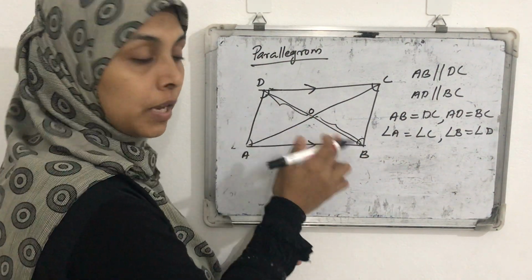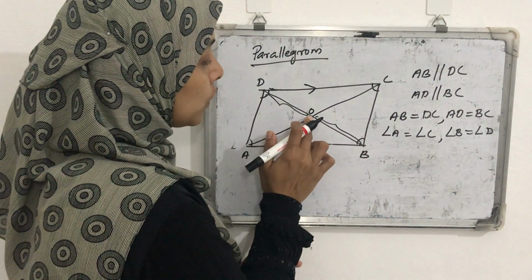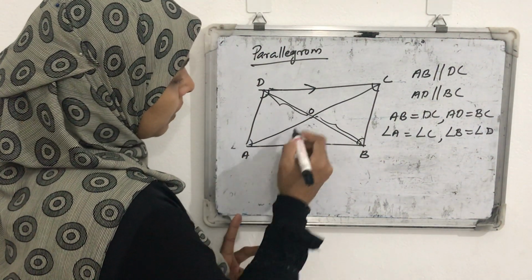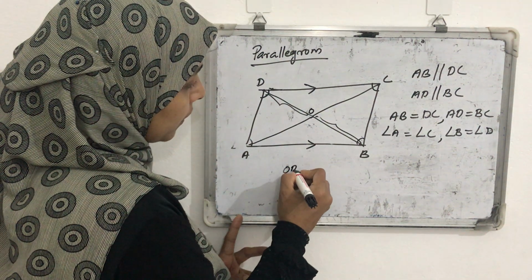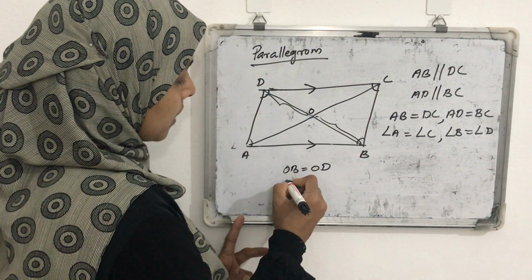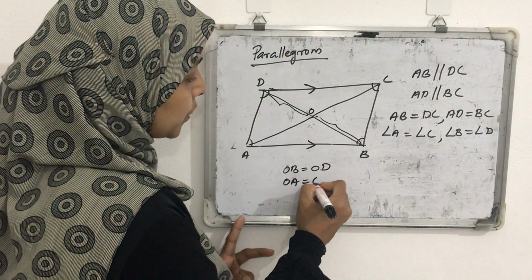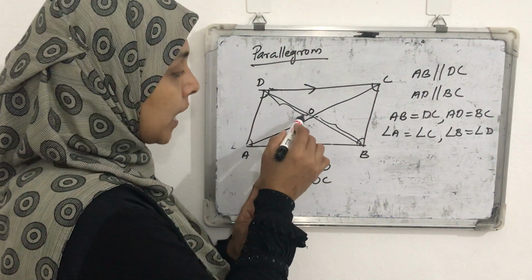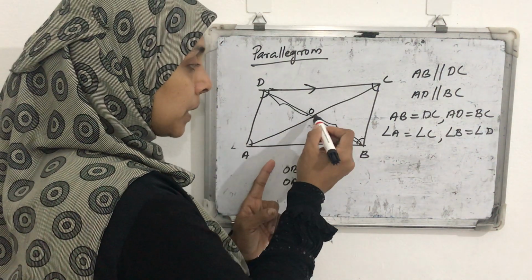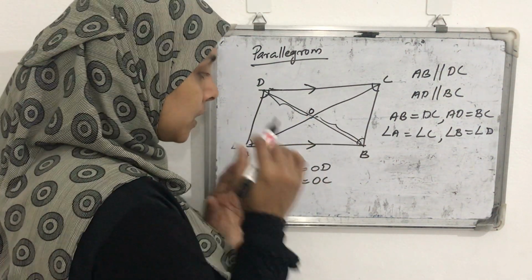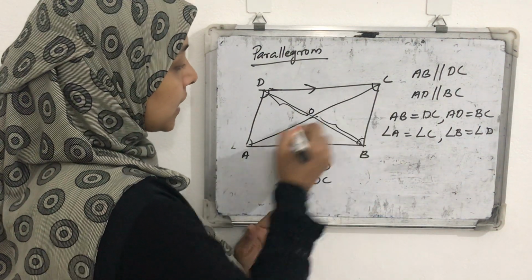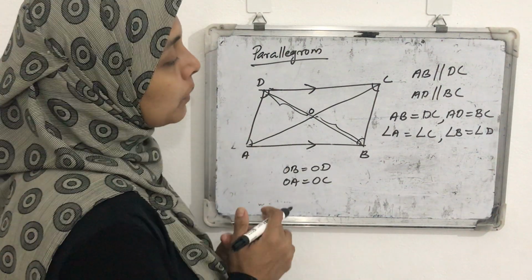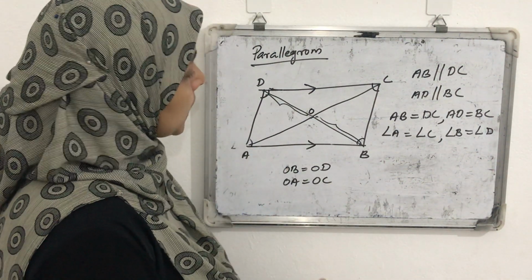These two lengths will be equal. That is, OB is equal to OD, just like OA is equal to OC. That is, the two diagonals bisect each other at the intersecting point. That means it divides each line segment into two equal lengths. So that is another property.